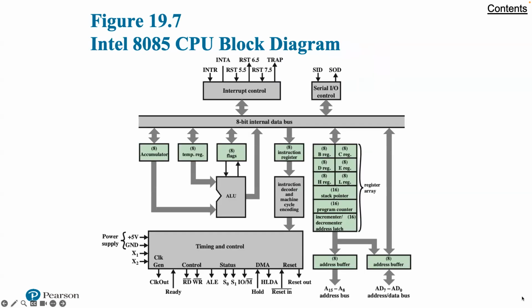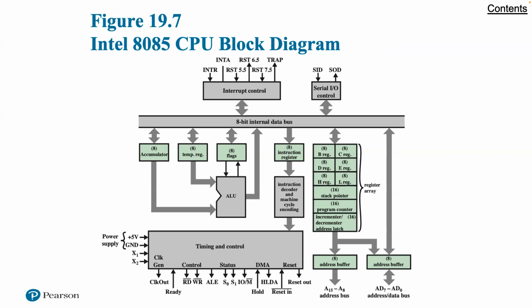To illustrate some of the concepts introduced thus far in this chapter, let us consider the Intel 8085. Its organization is shown in figure 19.7, which we're illustrating here. Several key components that may not be self-explanatory are the increment and decrement address latch. This is the logic that can add one or subtract one from the contents of the stack pointer or program counter. This saves time by avoiding the use of the arithmetic logic unit for this purpose.